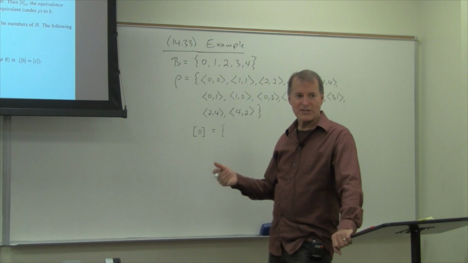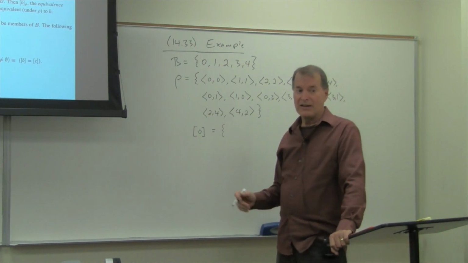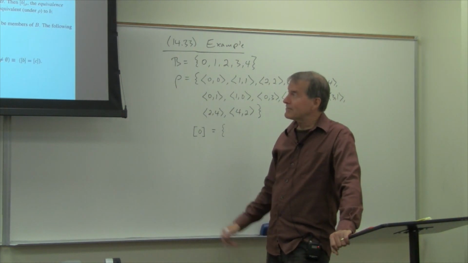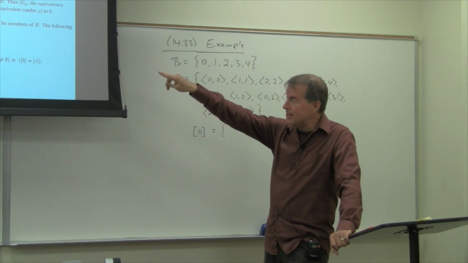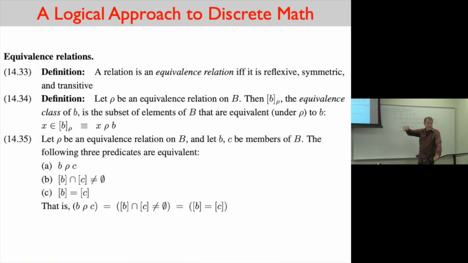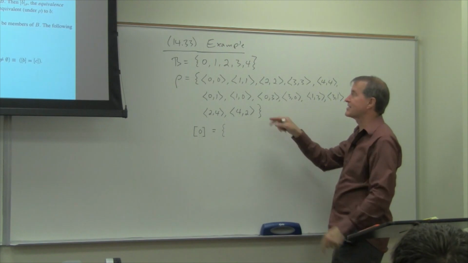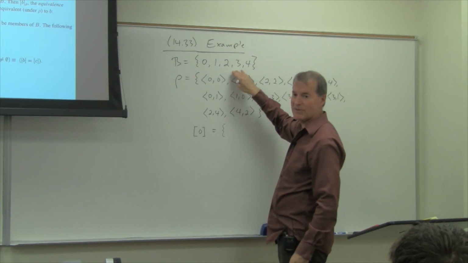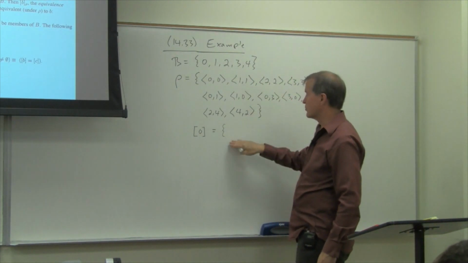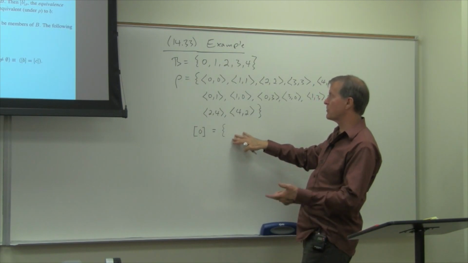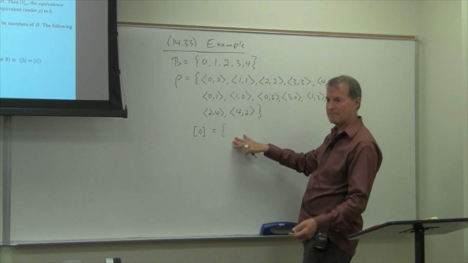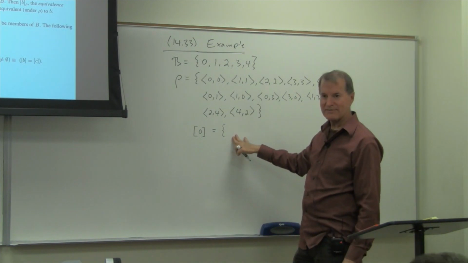Now, my next question is, you said a set of ordered pairs. What does it look like? What is it a subset of? It's a set of elements of B. Is B a set of ordered pairs? No, it's just a set. It's a set of elements of B. So does everybody agree that what's going to go in here is either a 0 or a 1 or a 2 or a 3 or a 4? Now, which subset is it?